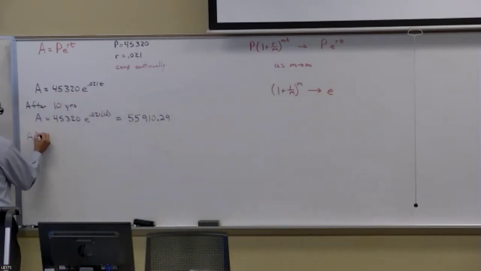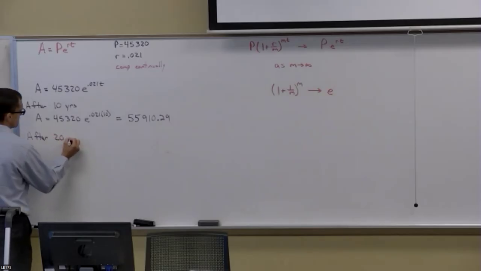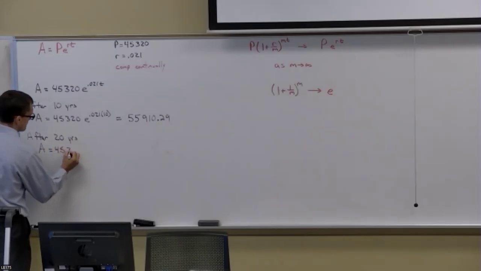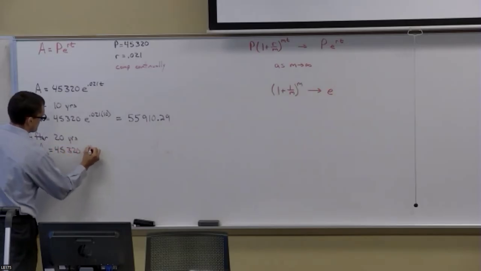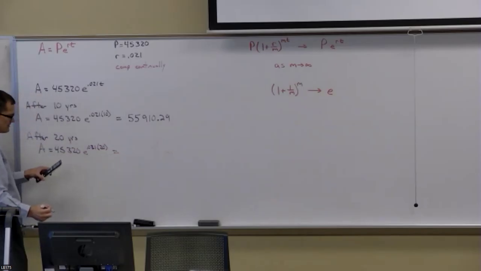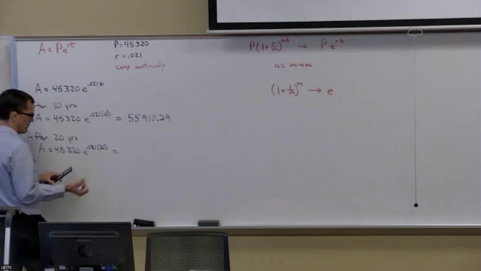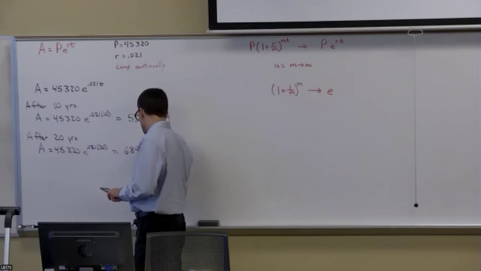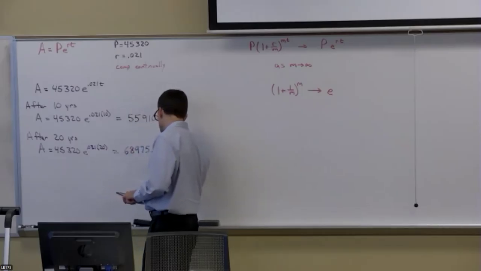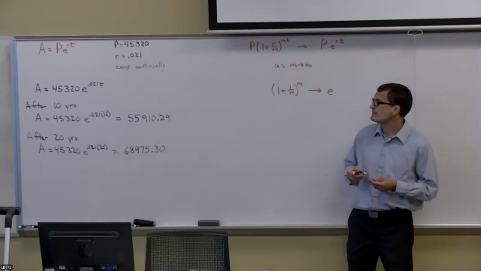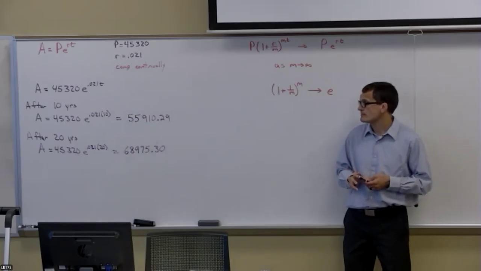After 20 years, very similar. I ended up with 68,975. Again, 0.30 at the end there. 68,975.30 rounded to 2 decimal places.